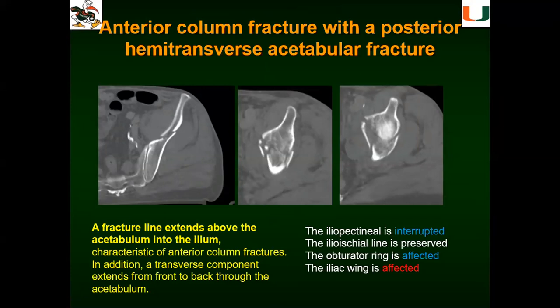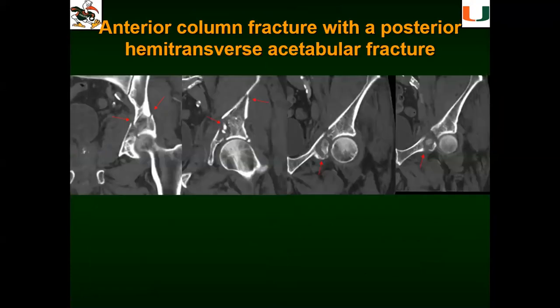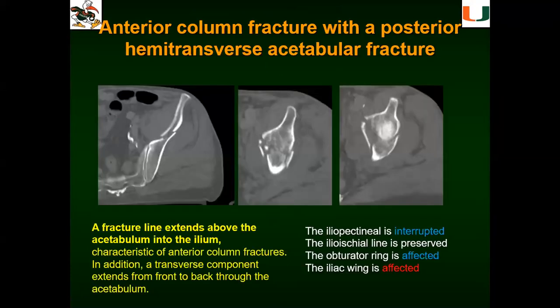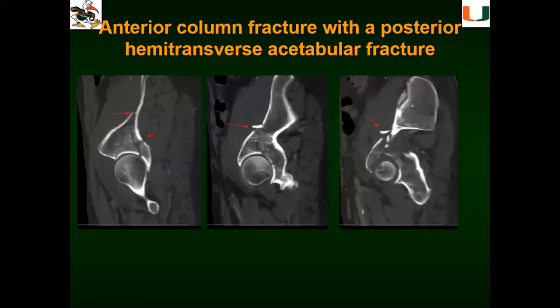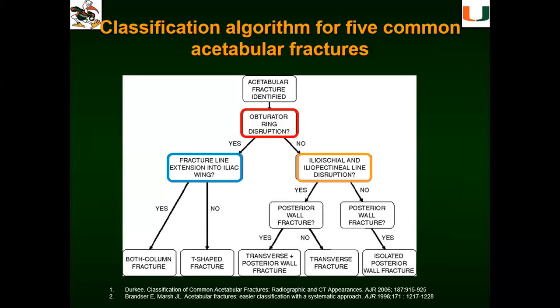So in the anterior column with posterior hemitransverse, you're going to have disruption of the iliopectineal line. The ilioischial line will be preserved. The obturator ring will be interrupted, and the iliac wing will be affected. And so here is all of the components. Again, the main thing here to distinguish this from a both column fracture is the fact that the ilioischial line should be preserved. And so here is that anterior column with posterior hemitransverse acetabular fracture. So again, use the obturator ring, the iliac wing, and the disruption of the ilioischial and iliopectineal line, similar to what Durkee taught us, to help characterize these type of fractures.